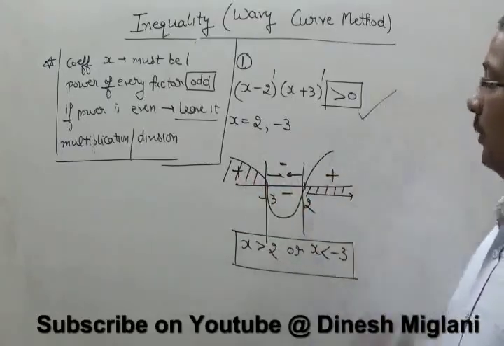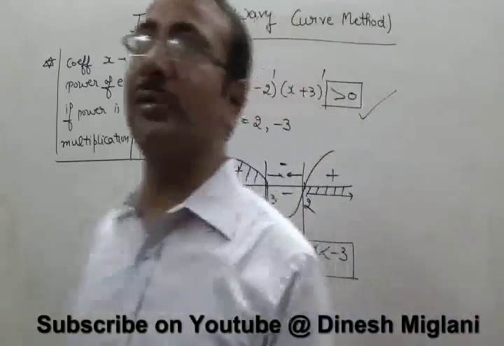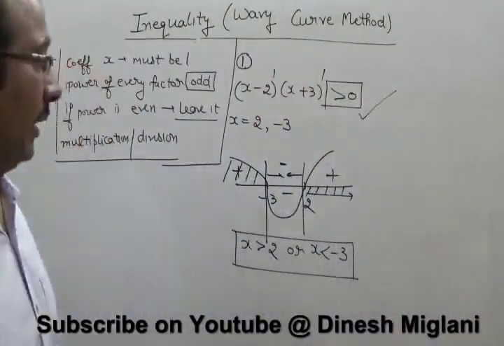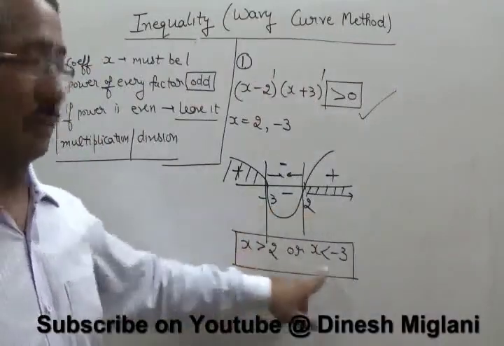Now it is up to the question. Here I have to find it for more than 0, meaning I have to take it for positive values. So I take this interval and this interval, my answer is this one, right?